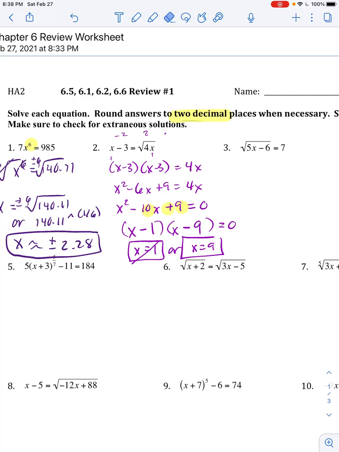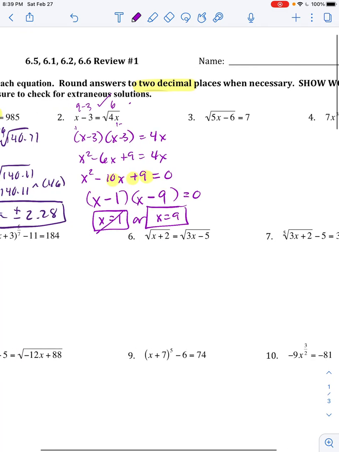So I'm glad I checked. And I knew to check because this one had the radical on one side in the original problem and not the other. And the other side had the x minus 3, not just a number. So how about 9? 4 times 9 would be 36. Square root of that would be 6. 9 minus 3 would be 6 as well. So it ends up that x equaling 9 is the only solution, and that 1 is what we call extraneous.